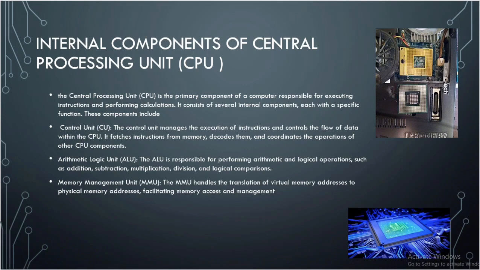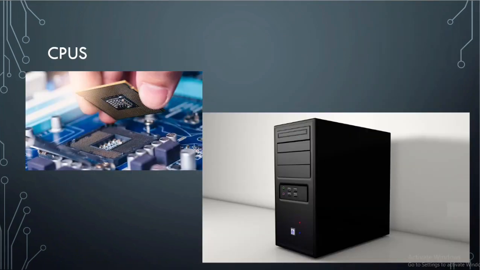The control unit manages the execution of instructions, controlling the flow of data within the CPU. The arithmetic logic unit is responsible for performing arithmetic and logic operations such as addition, subtraction, multiplication, division, and logic comparisons. Memory management handles the translation of virtual memory addresses to physical memory addresses, and memory access and management. So guys, I have some pictures of a CPU. So you can identify the pictures of a CPU. So this is the picture of a CPU.